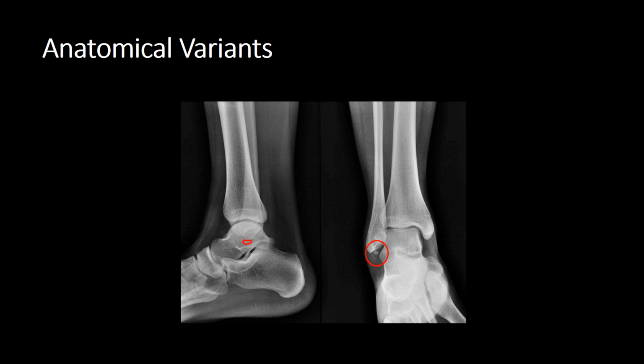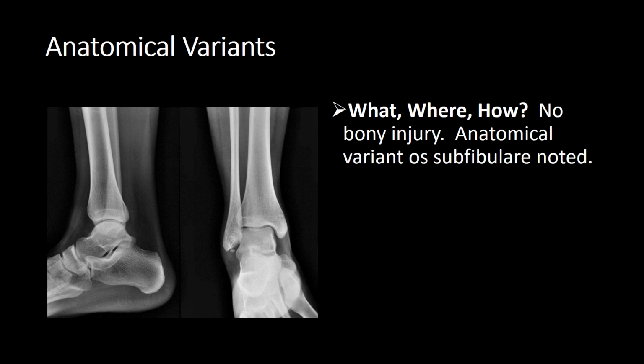Well, os subfibulare will be nice and round, it will be well corticated, and it will be smooth in outline, unlike a fracture which will be sharp, irregular, and it will be missing part of the cortex. And frequently with fractures, you will actually be able to identify the host location of where the fracture fragment has come from, which won't be present on an accessory ossicle. So we can see it on the lateral view projected as well in this location. So what, where, how: no bony injury, anatomical variant os subfibulare noted.